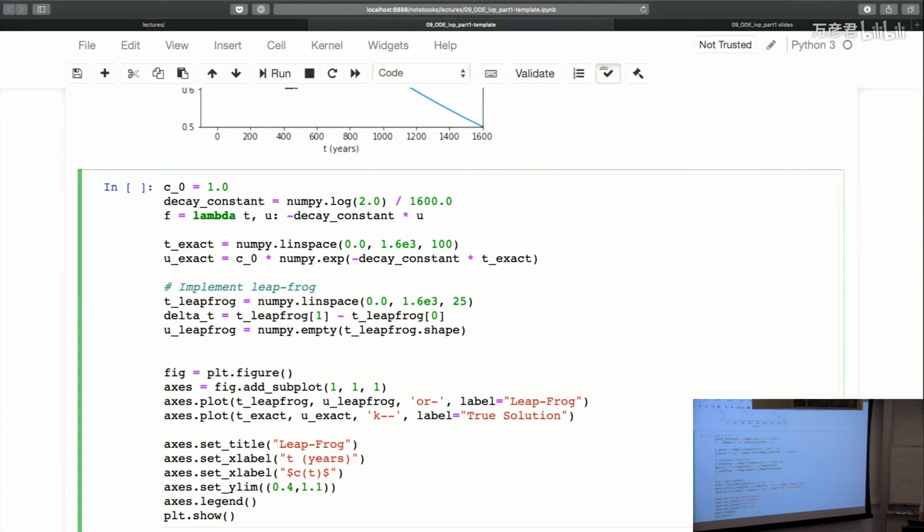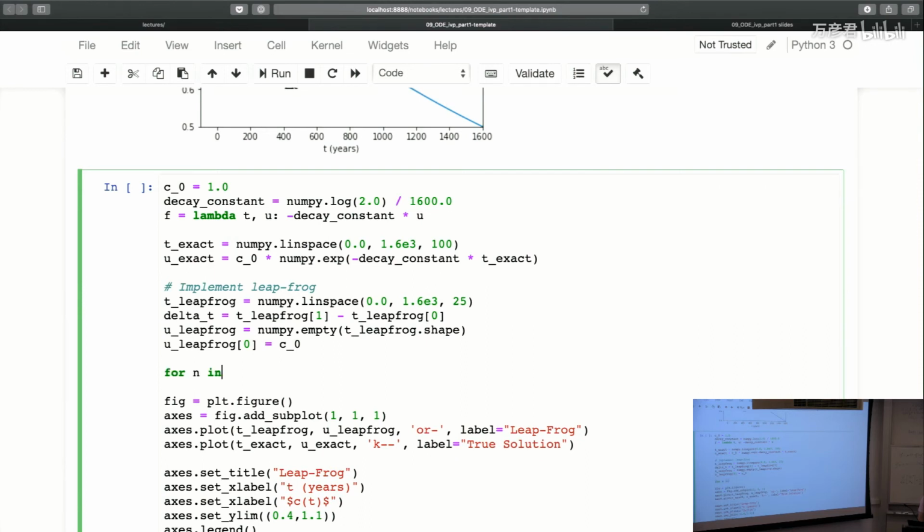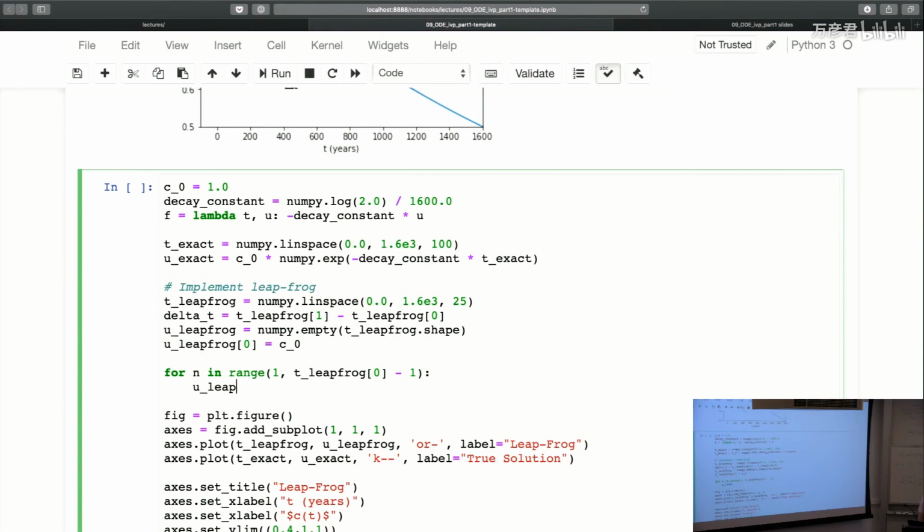I'll just code this one up real quick. Leapfrog 0 is C0. But no, we have a problem now. What's my problem? I'll let you think about it. Let's actually code up this loop first. So here's a different way to actually code this loop up. And here I actually have to solve for the n plus 1 term.